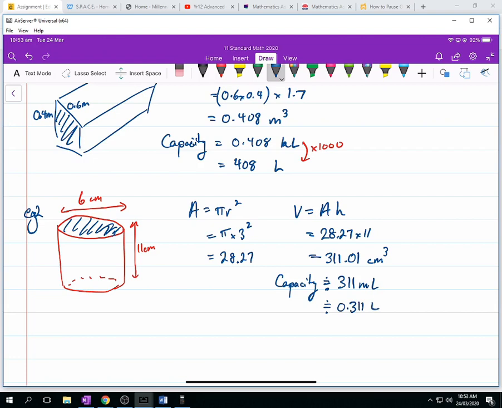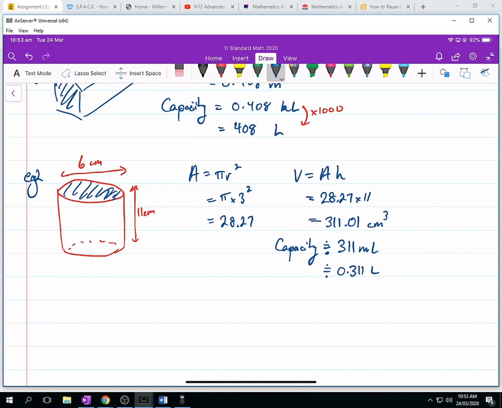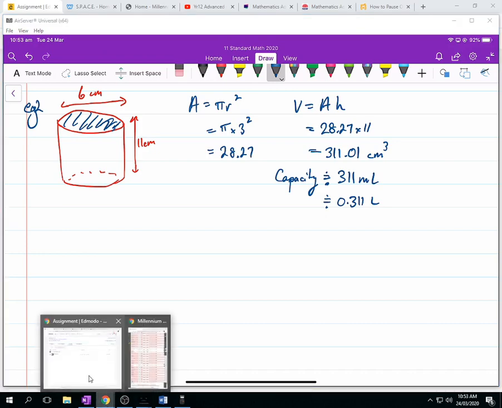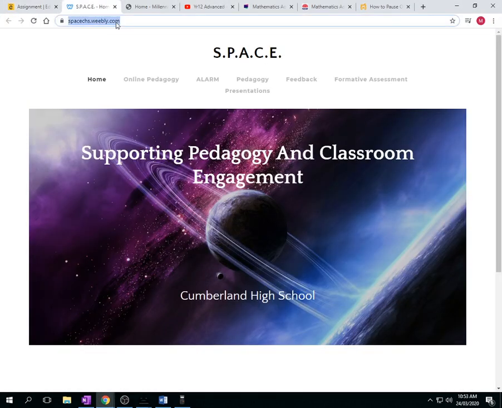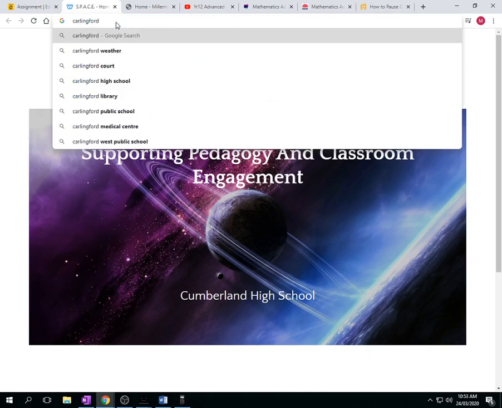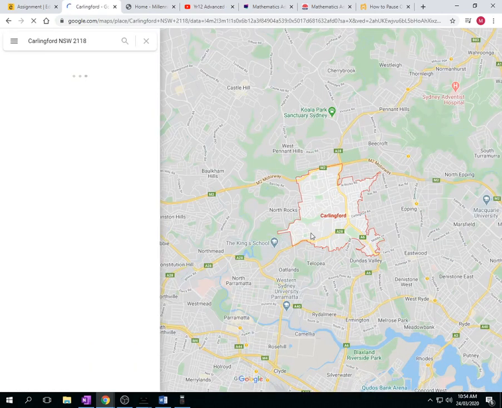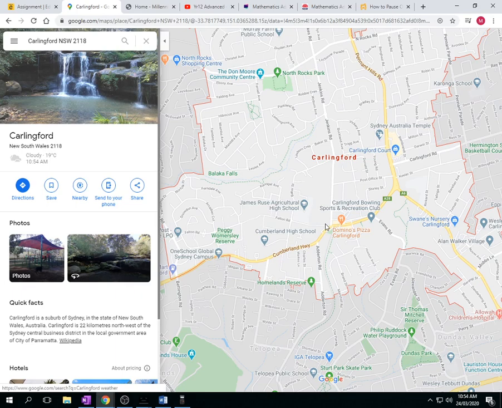My last example today is to look at our rainwater and how much rainwater will land into a water tank. So suppose I look at Google Maps, and we could just estimate the size of an area. So I'm currently, as you know, in E Block, so here's Cumberland High School, and so here I am here.